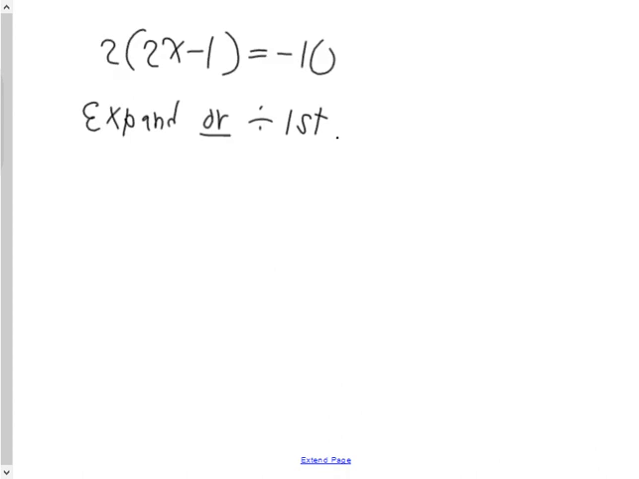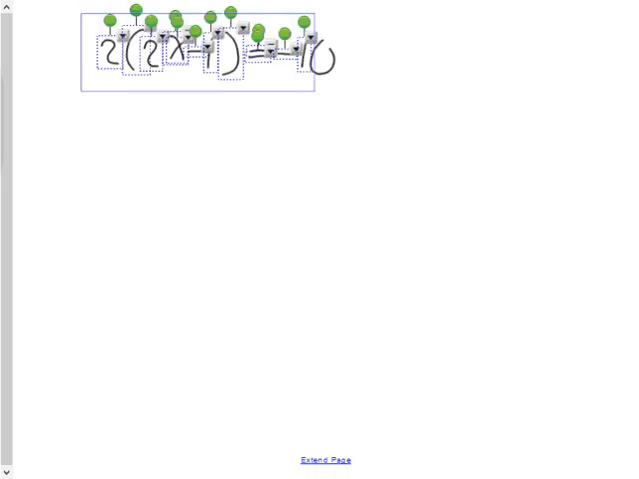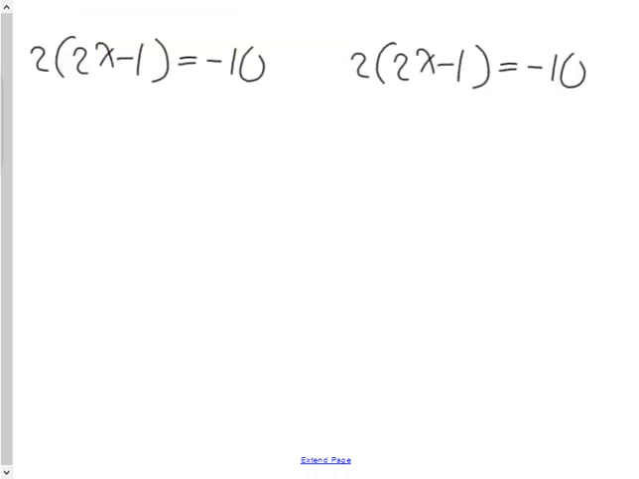And the last question in our four is expand or use division first. I'm going to do both. So I'm going to take this equation and do it both ways. So here I have it two different ways.